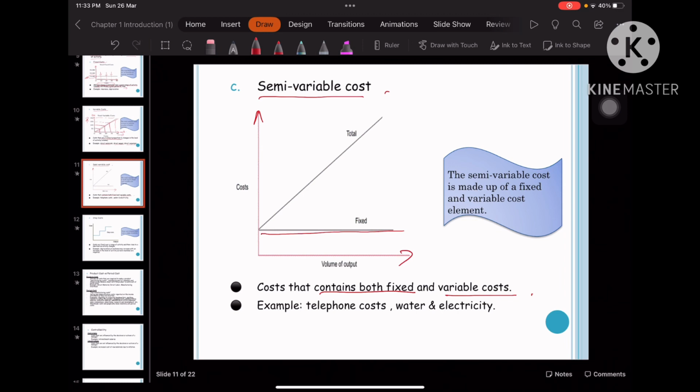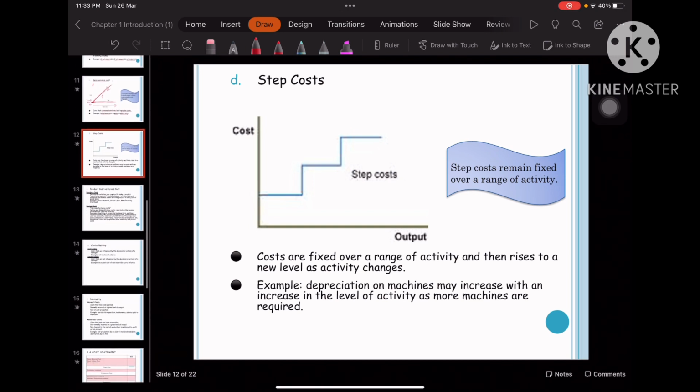Alright, so this is the fixed cost and this is the variable cost. For example, the fixed cost is what we have to cover even when we do not use the service, for example, the telephone cost. Let's say we have to pay a minimum charge, for example, 50 ringgit, and then if we use more, we have to pay more. Same also with water and electricity, there will be a minimum charge. So the minimum charge will be the fixed cost, and then if we use more, we have to pay more. Alright, and then we move on to the step cost.